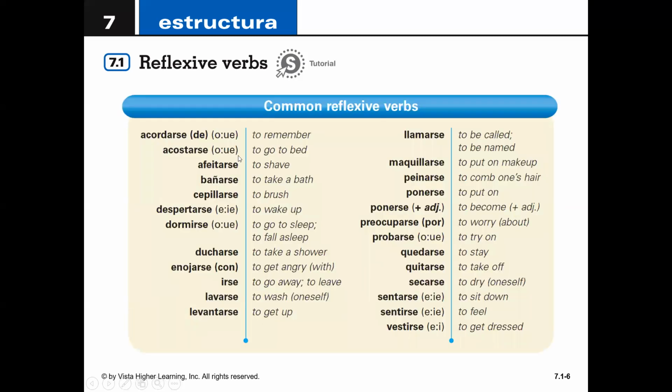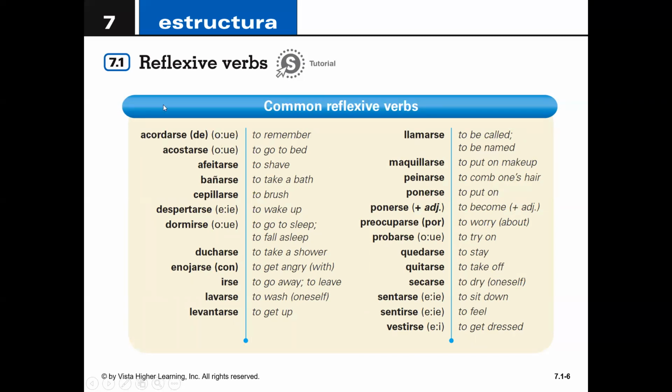So here's a whole list of common reflexive verbs. This is also in your textbook. Many of them are stem changing verbs. So you'll notice that's indicated here by the little parentheses, and it tells you the type of stem change. So is it an O to UE? Is it an E to an IE? Or is it an E to an I? Those are the three types.